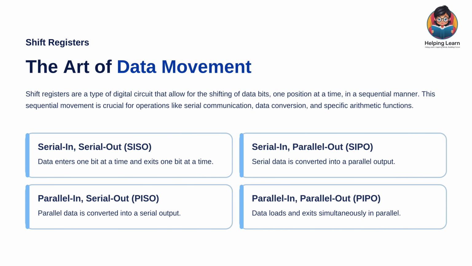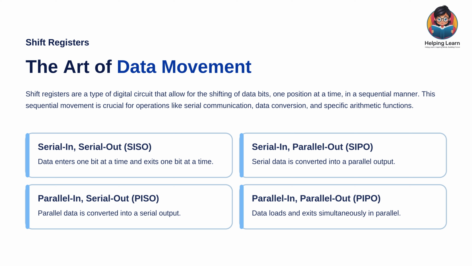Shift registers. The art of data movement. Shift registers are a type of digital circuit that allow for the shifting of data bits, one position at a time, in a sequential manner. This sequential movement is crucial for operations like serial communication, data conversion, and specific arithmetic functions.